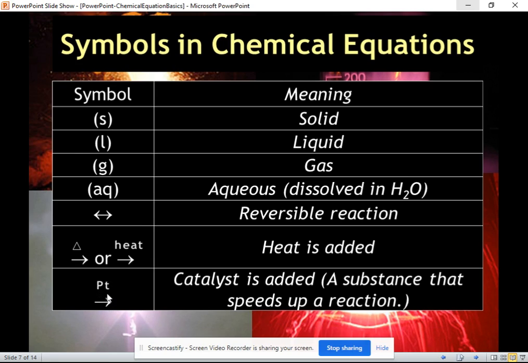PT is an element, platinum. It doesn't always have to be platinum. It can be any element. But this represents, if you see an element over the arrow, it usually represents a catalyst that is added.